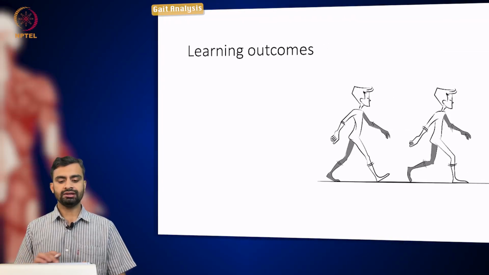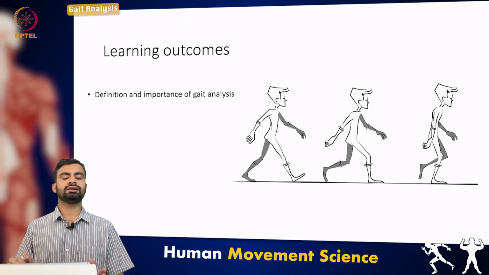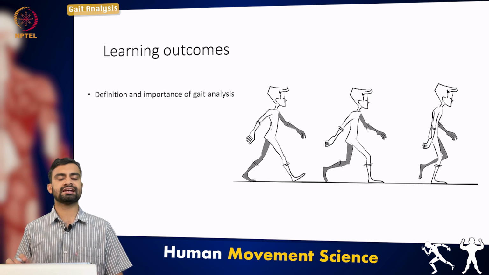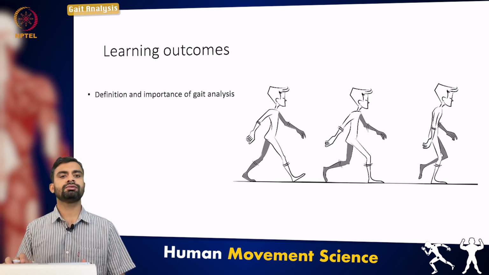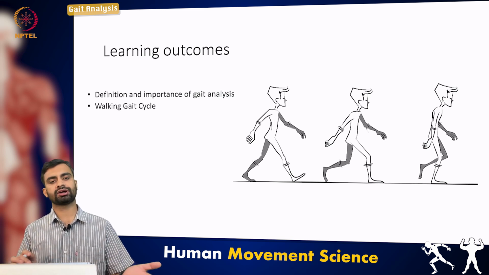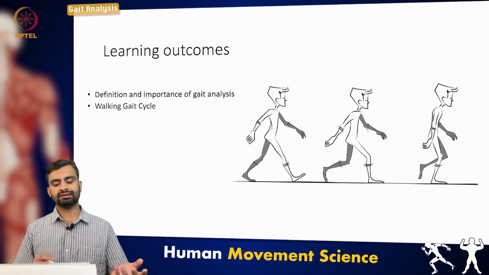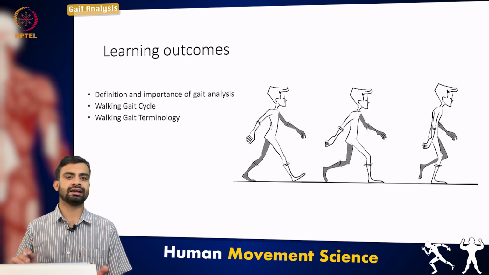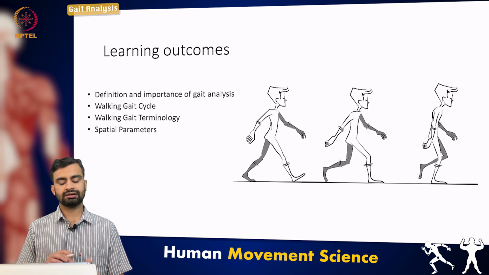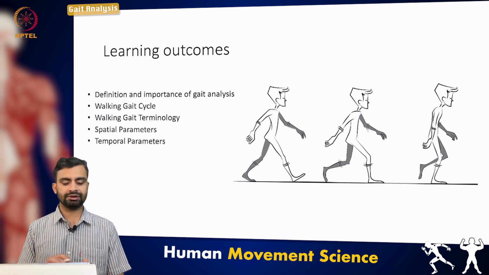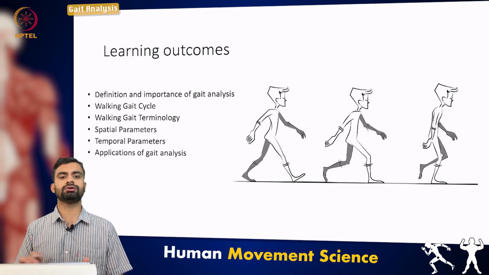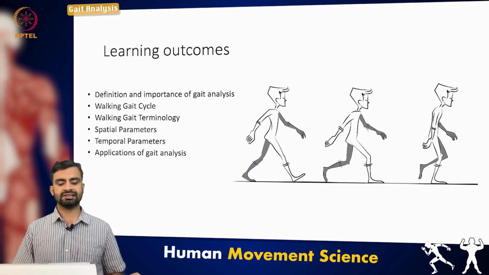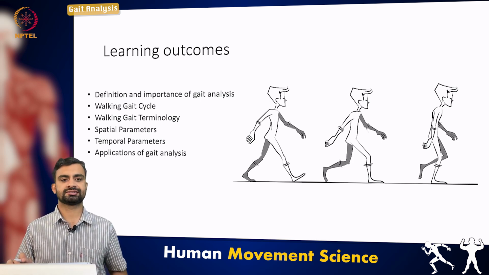In this section, we will look at gait analysis. So in this module, we will look at the definition and importance of gait analysis, followed by the walking gait cycle. And then we will further look at the terminology used in gait analysis, further breaking it down into spatial parameters and temporal parameters, followed by a few examples in gait analysis.